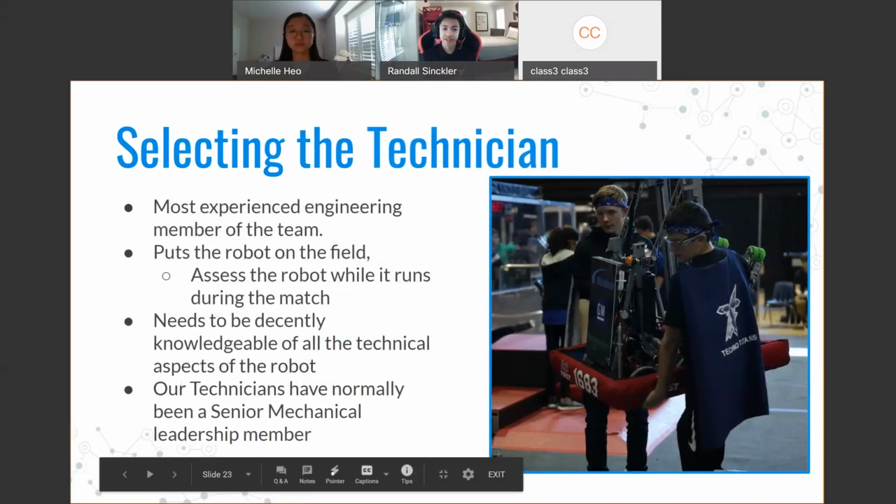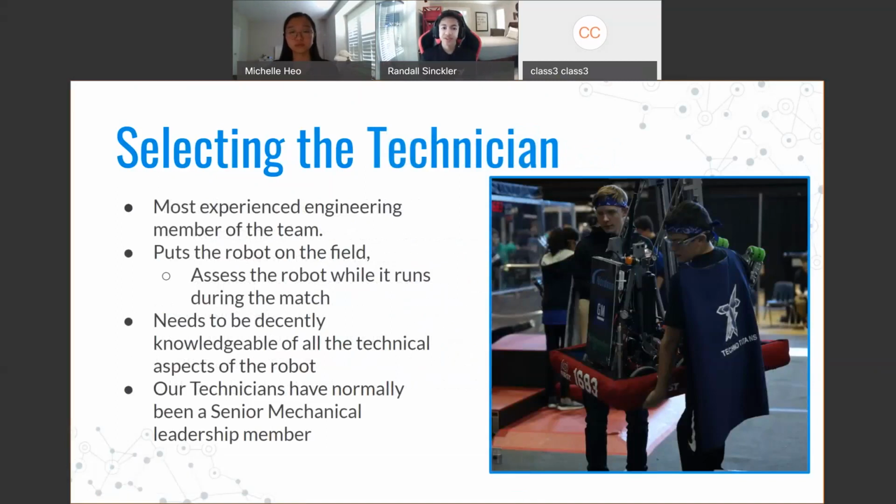So when selecting a technician, you should select the most experienced engineering member on the team. Their duty is to assess the status of the robot during and after the match and report what needs to be fixed, changed, or improved. This position is very skill-based, and we usually choose our senior mechanical leads for this position because they usually have the most knowledge of the entire robot.